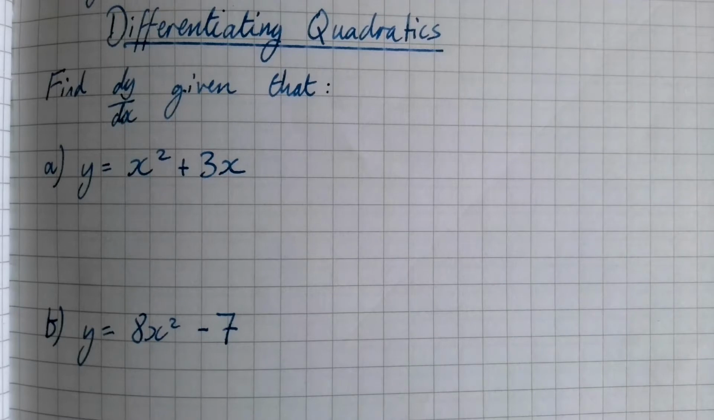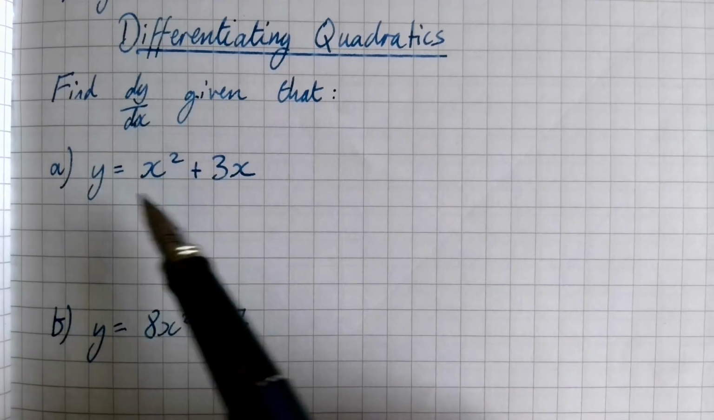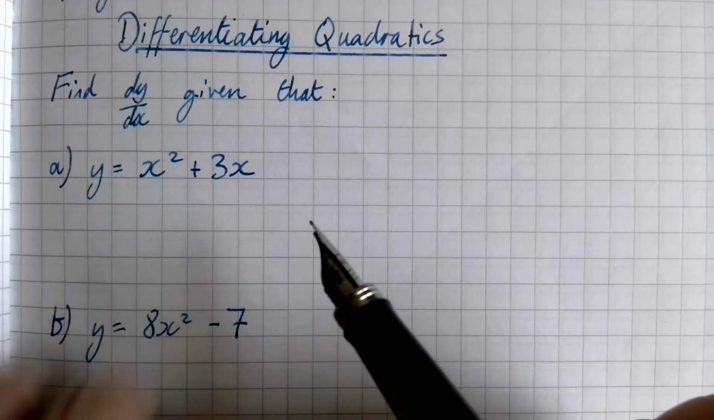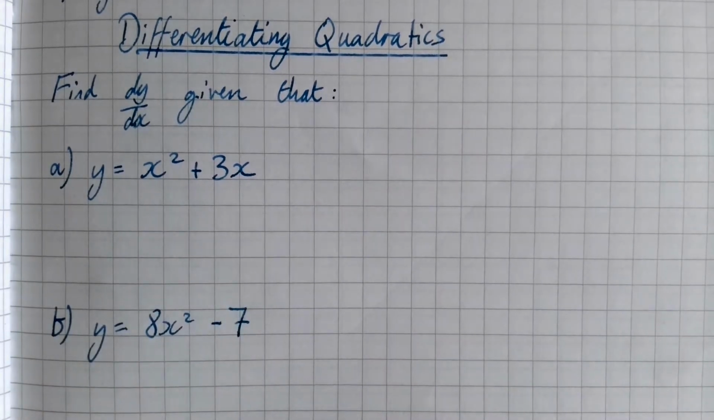Right, here's our first couple of examples. Differentiating quadratics. Find dy/dx given that y equals x squared plus 3x. We'll worry about this other one in a moment. So write that one down and pause it, and then we'll carry on.